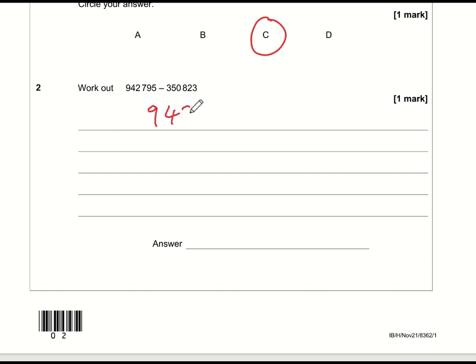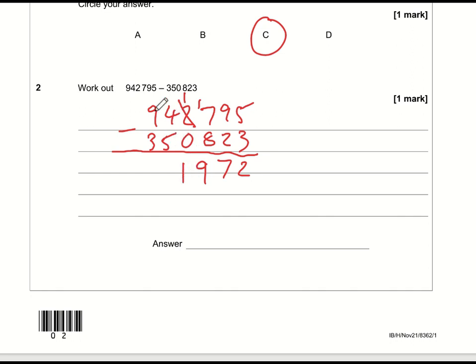Okay, question number 2, we just need to do some column subtraction. So 9427 take away 3895. Luckily, both numbers have the same number of digits, so laying it out is not too much of a problem. We start from the right hand side. 5 take away 3 is 2, 9 take away 2 is 7, 7 take away 8 can't be done, so this 2 will become a 1, the 7 becomes 17, 17 take away 8 is 9, 1 take away nothing is 1, 4 take away 5 can't be done, so 9 becomes 8, 4 becomes a 14, 14 take away 5 is 9, 8 take away 3 is 5, so the answer is 591972.